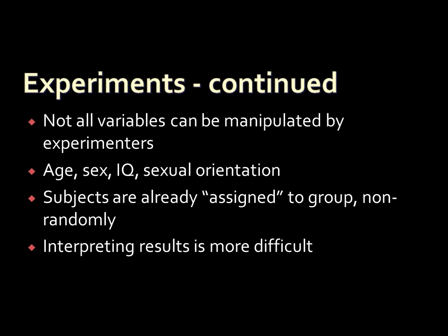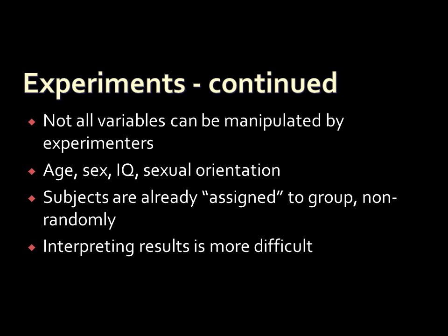Now, if you think about it, not all variables can be manipulated by experimenters. There are things like age, sex, IQ, sexual orientation, and so on. These cannot be manipulated by researchers. You can't have people come into your study and say, okay, I'll assign you to be the males and you to be the females, or you to be the people with the high IQs and you to be the people with the low IQs. Subjects are already assigned to group. That's part of who they are. That's a quality of their person.